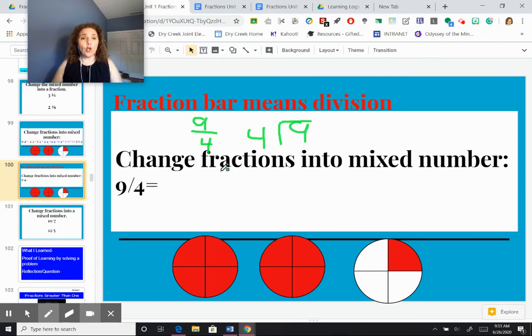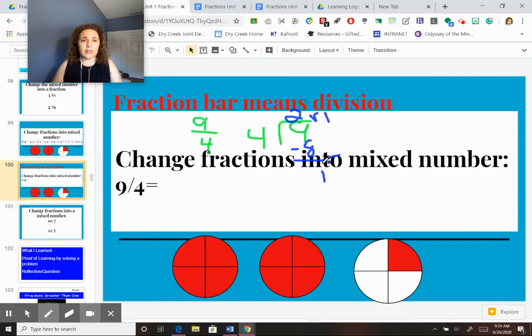So now, knowing that the fraction bar means division, I can simply divide to get my answer. 4 goes into 9 how many times? Right, 2 times. So 4 times 2 is 8. I'm going to subtract my 8. 9 take away 8 is 1. I have a remainder of 1, right?